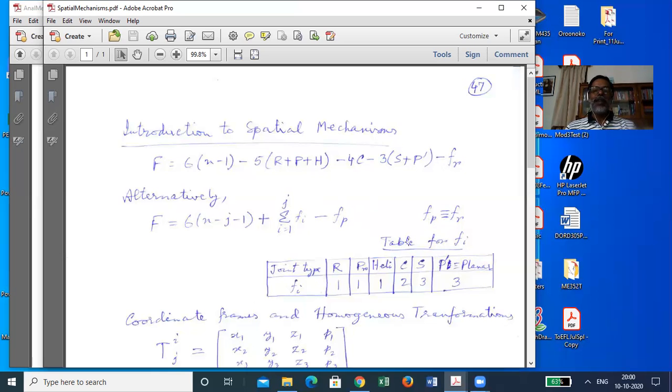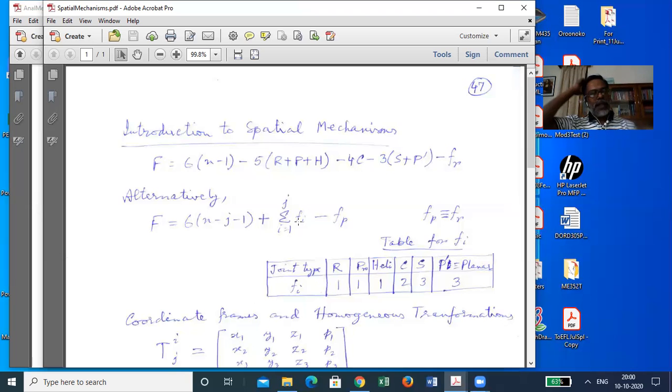So table for Fi, this we have earlier seen. The revolute, prismatic, helical have one freedom each, cylindrical has two, spherical and planar have three each. Okay, so that is here. So one freedom means five constraints. Okay, three freedoms means three constraints, and so on.